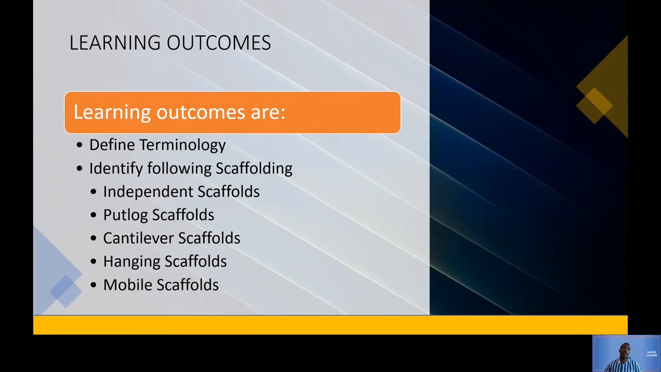Now, this is to say the material that is used in scaffolding, the names of each and every item used on a scaffold. And then we'll identify different types of scaffolding. What's an independent scaffold? Putlog scaffold, cantilever scaffold, hanging scaffold, and mobile scaffold. We'll discuss all of these. So by the end of this, you would understand everything I just said. And if this is what you're looking for, then stick around. Let's get right into it.